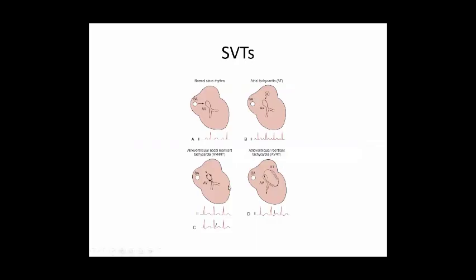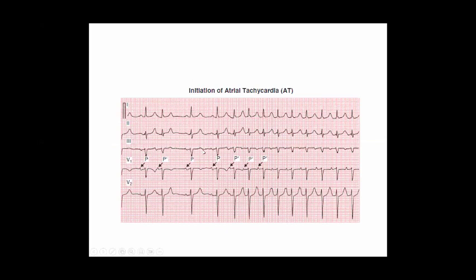This is the cause of supraventricular tachycardia: sinus tachycardia, atrial tachycardia, AVNRT, AVRT. And this is an example of initiation of atrial tachycardia. I have here a sinus rhythm followed by a premature atrial beat, a sinus beat, then another sinus beat, then atrial tachycardia.